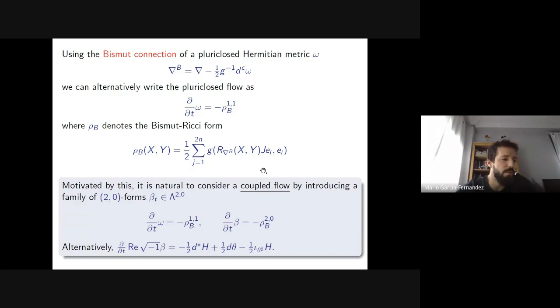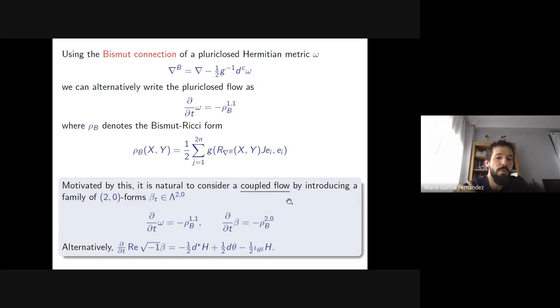Okay, given this, one thing that may be surprising, because it is the case in Kähler geometry, is that this Bismut-Ricci form is not of type 1-1. It actually has a very interesting 2-0 plus 0-2 part, which relates to this new equation which appeared in this generalized Ricci flow equation that I showed you before. So motivated by this rewriting of the pluriclosed flow, one can very naturally incorporate a 2-0 form evolving also into the picture. So if instead of just evolving the metric, I also evolve a 2-0 form just by taking the 2-0 bit of the Bismut-Ricci form.